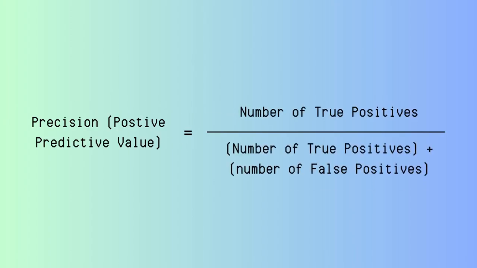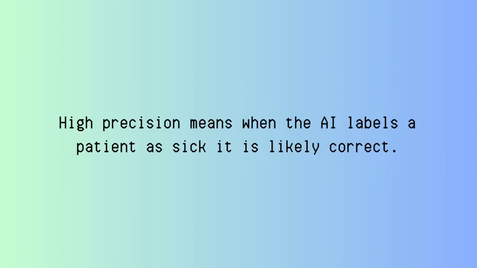Precision, positive predictive value, is the proportion of positive identifications that were actually correct. Example, if it predicts 50 patients have pneumonia but only 45 actually do, the precision is 90%. High precision means when it says a patient is sick, it's likely correct.